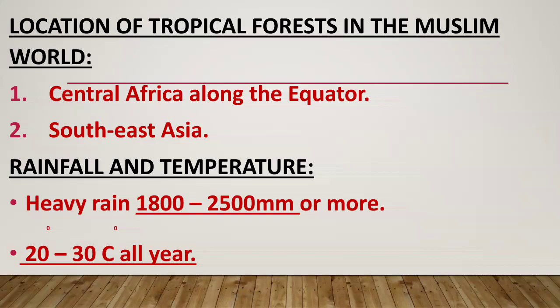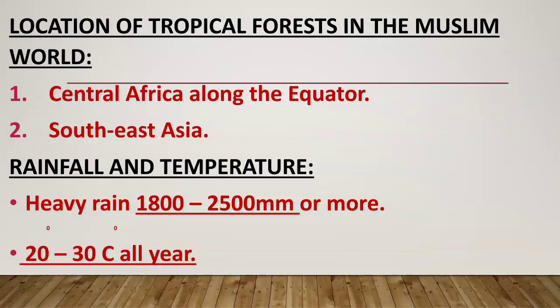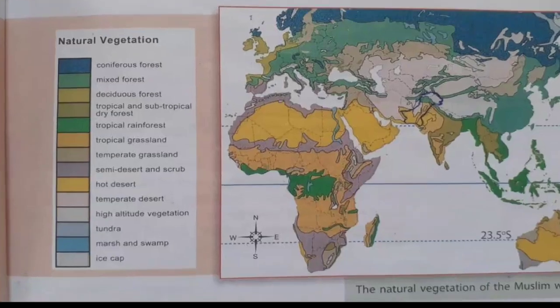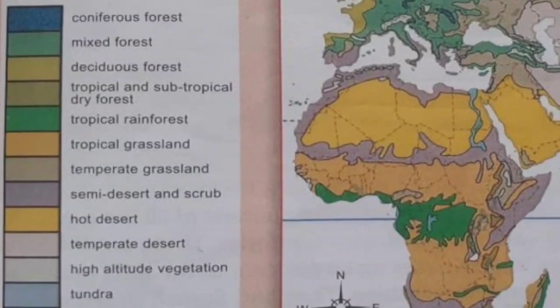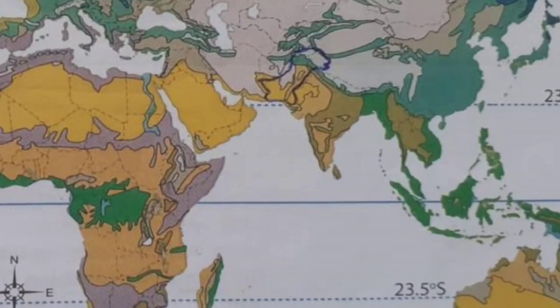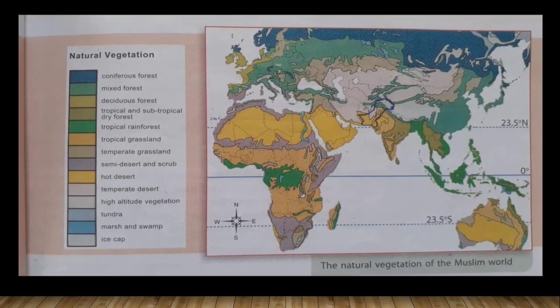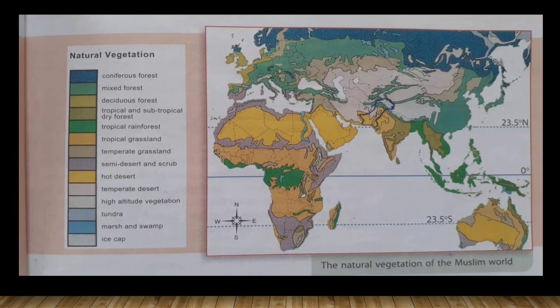If we check here, as I told you, it is located in Central Africa and also in Southeast Asia. Here the green part, we check that key box. Then you come to another green shaded area, which shows the tropical rainforest. That is located in the Muslim world, in Central Africa and also in Southeast Asia, where we have Indonesia and Malaysia. So these are the areas which are the tropical rainforest in the Muslim world.